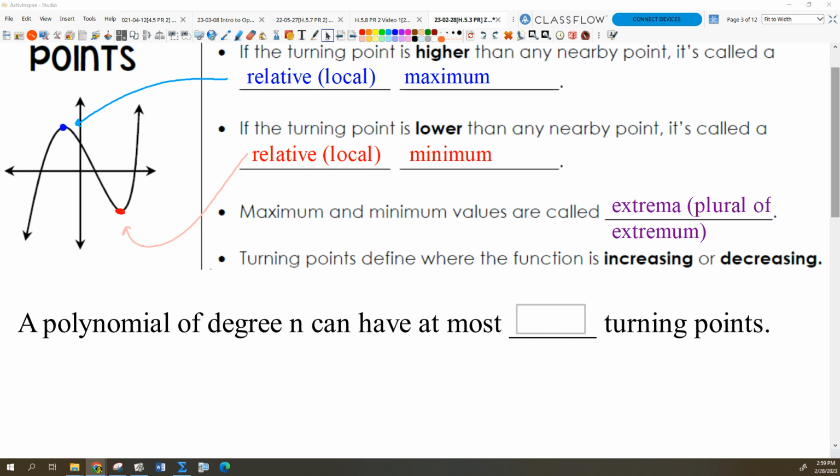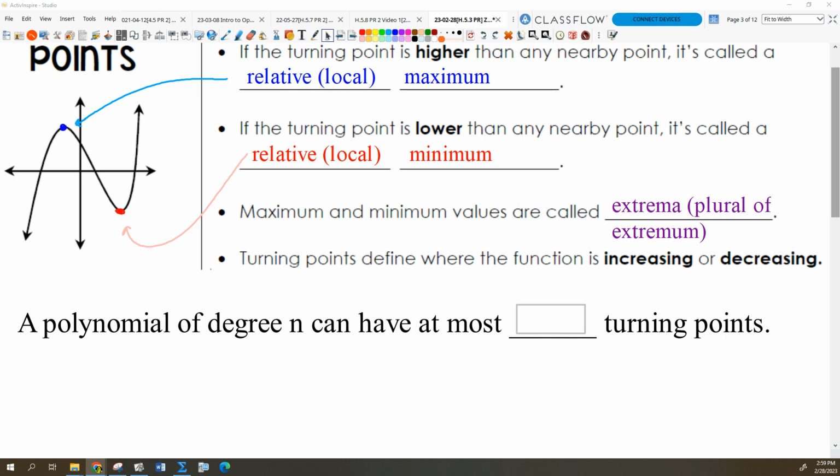Because think about, what if the degree is 2? What does the graph of a second degree polynomial look like? It's a parabola, isn't it? Right? Okay, so if n is 2, that's a quadratic function. It's got a parabola. How many turning points does a parabola have? 1. It's only got either a maximum or a minimum, depending on whether it opens up or down, right?